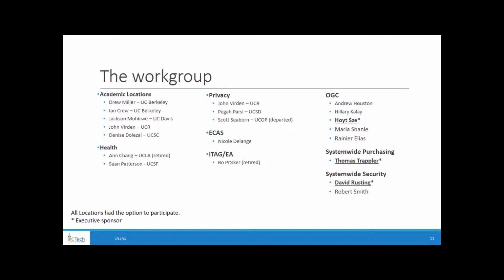System-wide purchasing participated. That's Tom Trepler and his team. And then system-wide security participated, which was in part me. And then the other executive sponsor, David Rusting, my boss. So the executive sponsors were security, because we're managing supplier cybersecurity risk, purchasing, because this gets attached to purchasing contracts, and legal, because it's a legal document. So those were the three stakeholders.